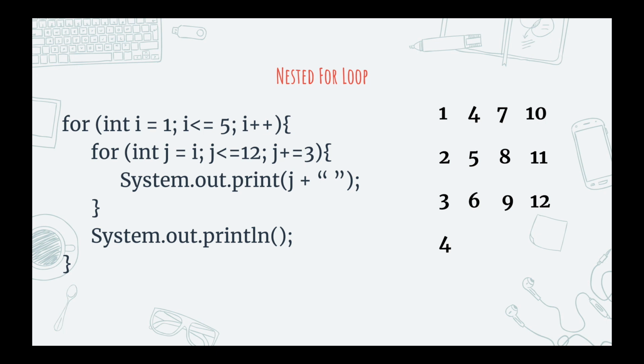J is 4, but now it's 7 because we added 3 to it. So is 7 less than or equal to 12? Yes, it is. So we print out 7. Alrighty, let's add 3 again to j. J is no longer 7. J is now 10. Is 10 less than or equal to 12? Yes, it is. So we print out 10. We increment it by 3 again. So j is no longer 10. J is now 13 because we added 3 to it. Is 13 less than or equal to 12?